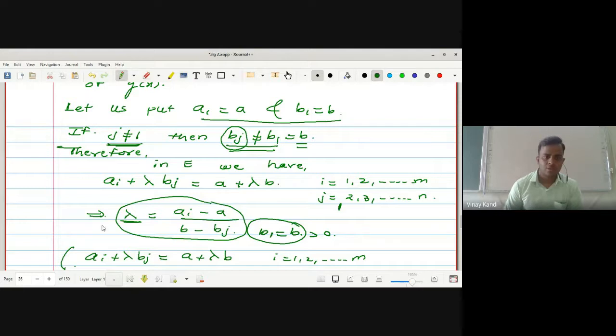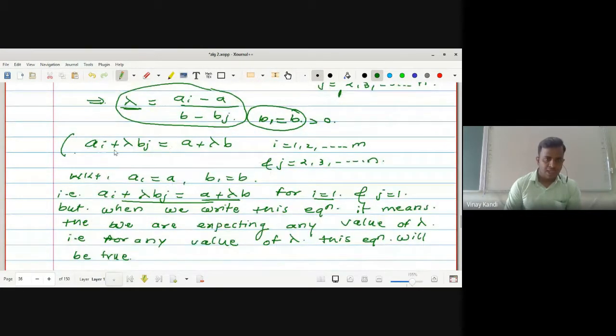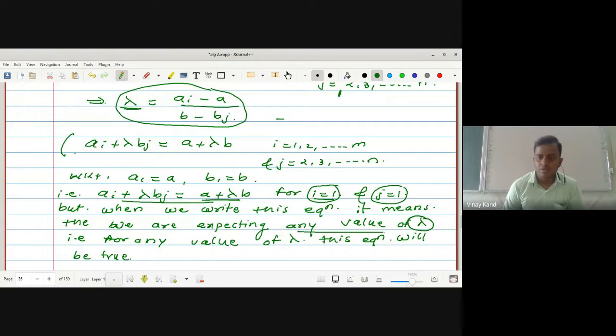Okay. Now look at here. ai plus lambda bj is equal to a plus lambda b, for i running from 1 to m, j running from 2 to n. Now we know that a1 is equal to a and b1 is equal to b. That is, this equation for i equal to 1 and j equal to 1, what we get? a plus lambda b. When we write it for i equal to 1 and j equal to 1, but when we write this equation, it means we are expecting any value of lambda. For any lambda, how will this equation be? It will be true.